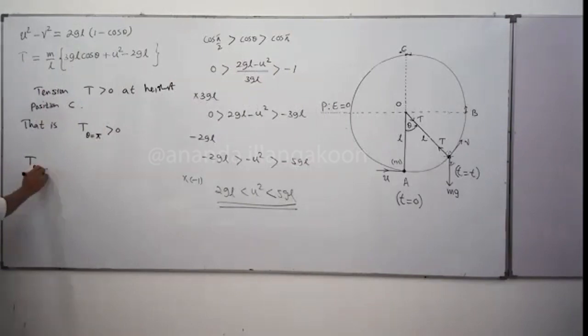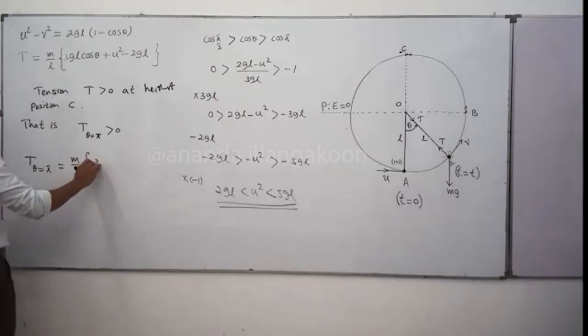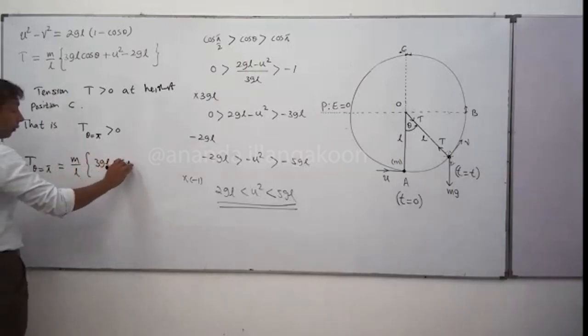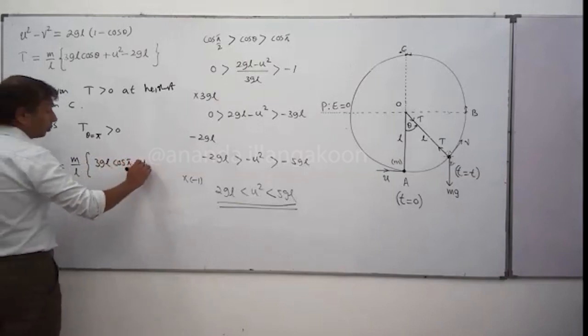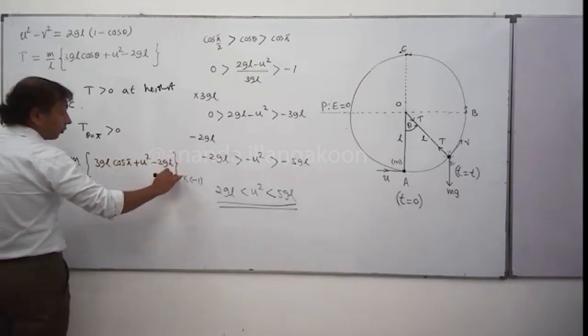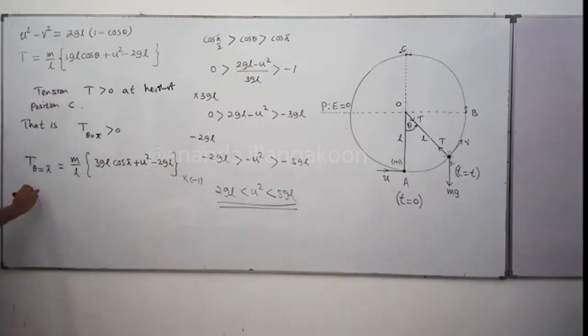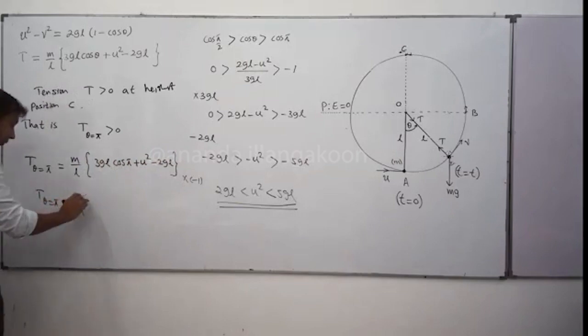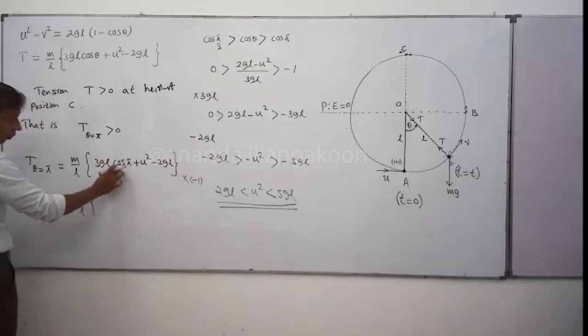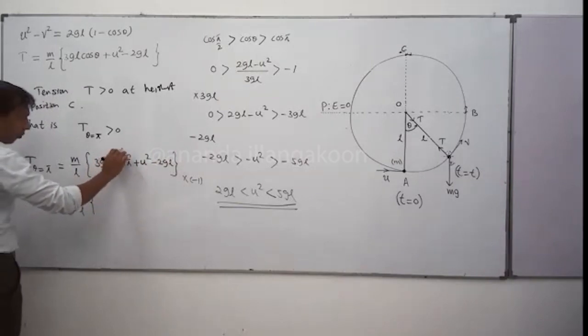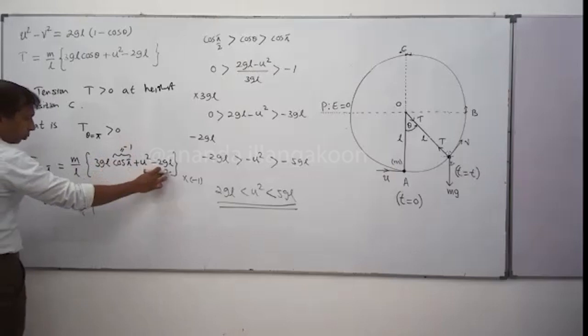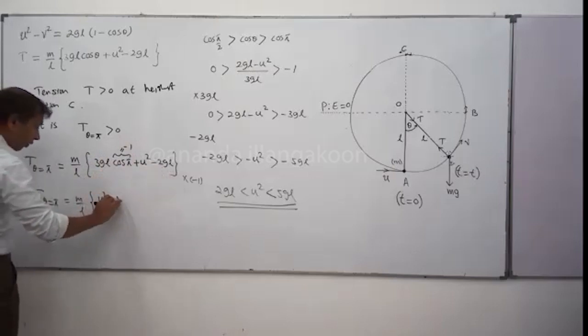T at theta equals pi can be calculated as m upon L times (3gl cos pi plus u squared minus 2gl). Tension T when theta equals pi is equal to m upon L. Cos pi is cos 180, which is minus 1. Then here minus 3gl, minus 2gl, gives minus 5gl. So u squared minus 5gl.